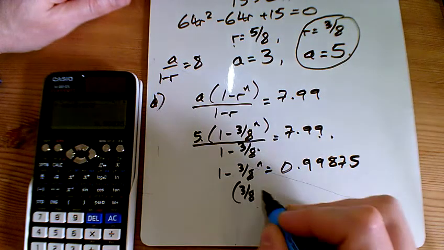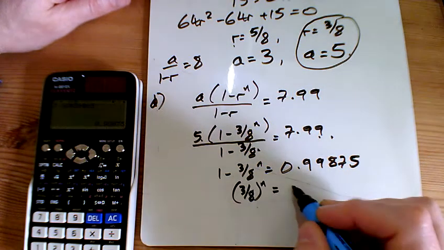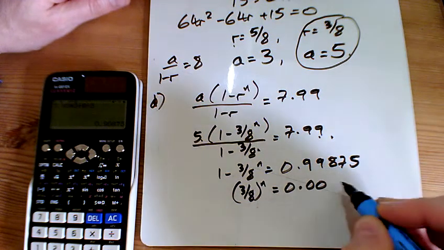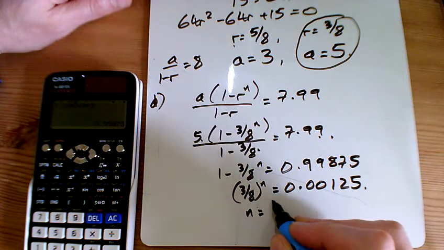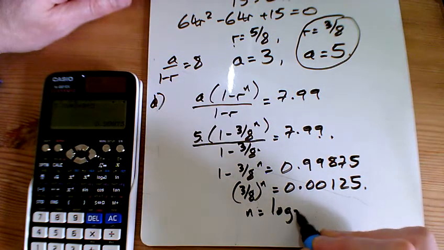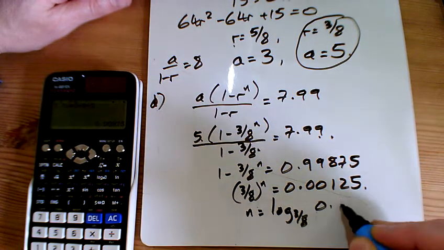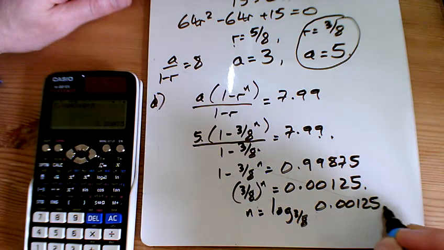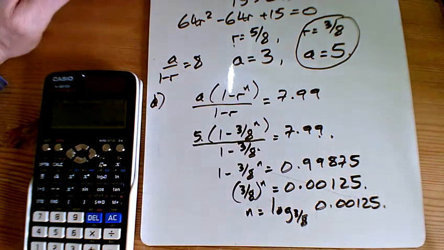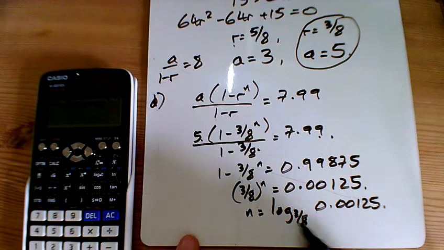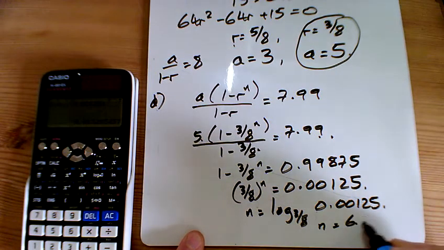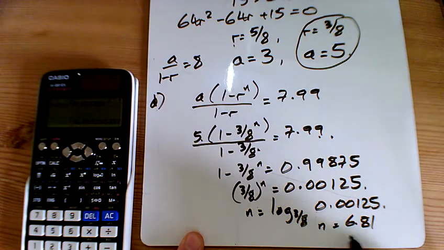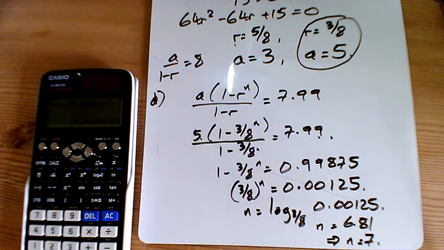So that makes 3/8 to the power of n have to equal 0.00125. And so we'll find out what n is by doing log base 3/8 of 0.00125. So tapping that on my calculator, I did say 3/8, didn't I say that? And so that gives me that n is equal to 6.81. And so the value of n we're going to want is the first one that exceeds that. So we get n equal 7.